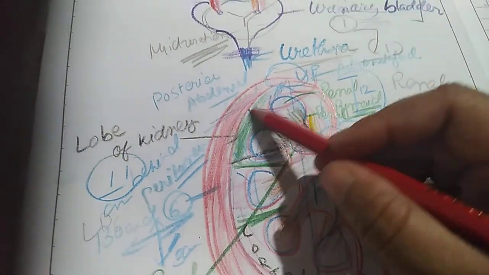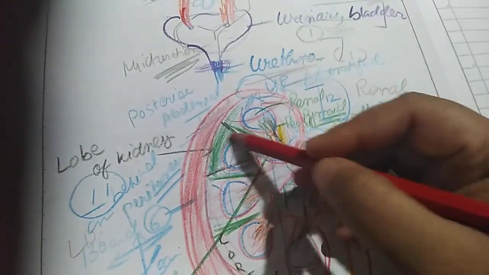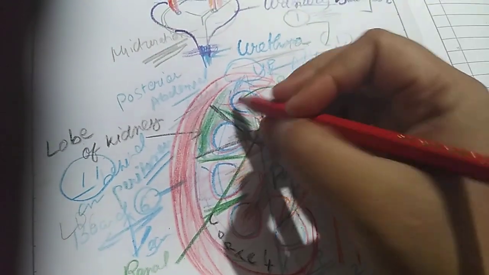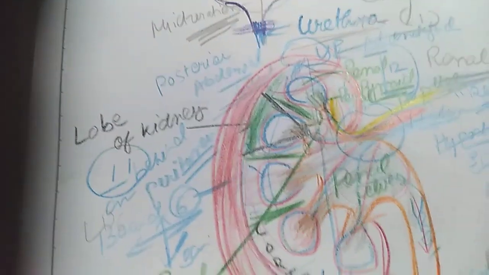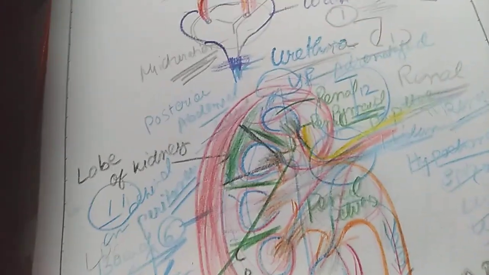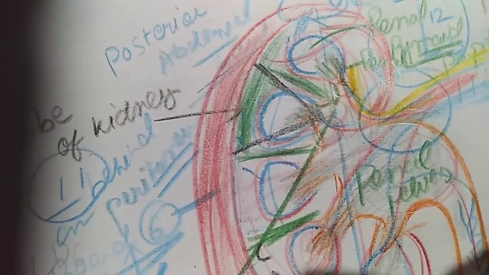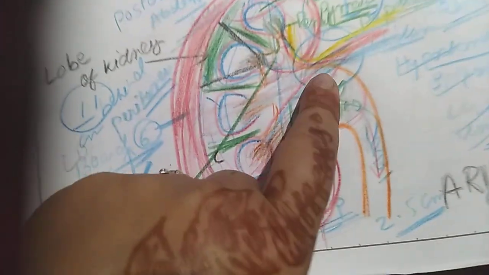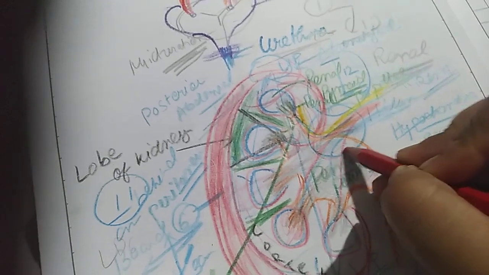The cortex region has two parts. This is called the corticular lobe, or corticular arch. Between the two you can see this structure. These are called the renal columns, which are deep between the two pyramids. Each pyramid has an overlying corticular lobe, and this is the sinus, and this is called the renal hilum.